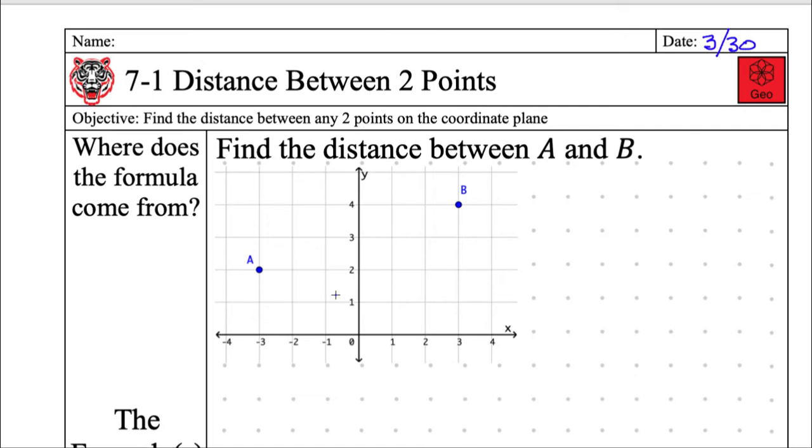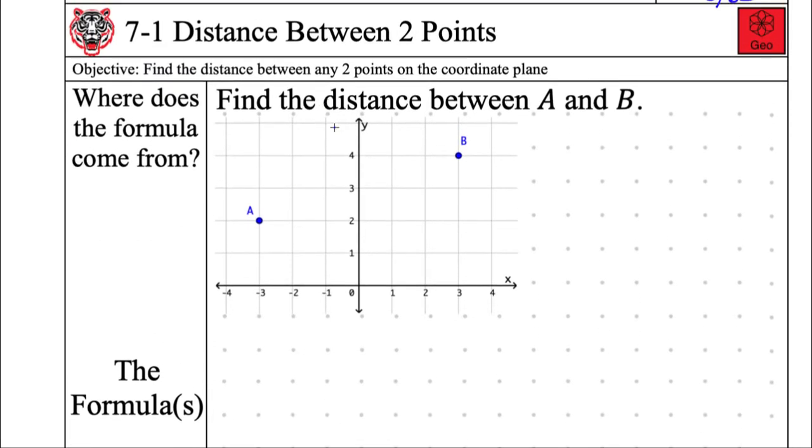So I'm eventually going to show you the formula, but I want to show you where this formula down here comes from. If I have 2 points, point A has coordinates -3, 2, and point B has coordinates 3, 4, how am I supposed to find the length of the diagonal line between those 2 points? The general idea behind all of these is you always want to be using a right triangle and use the Pythagorean Theorem.